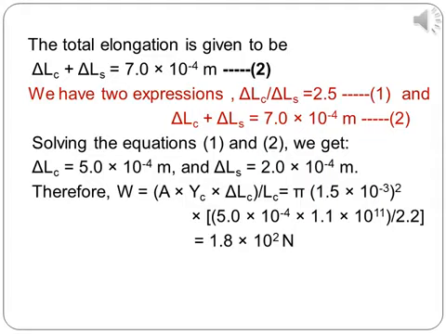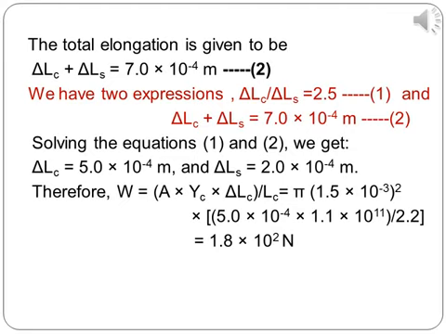Then, what is the total elongation of the combination of the wire? From the question, delta LC plus delta LS is equal to 0.70 millimeter, which is 7.0 into 10 to the power of minus 4 meter, which is the expression 2. Solving the expressions 1 and 2, we get delta LC is equal to 5.0 into 10 to the power of minus 4 meter, and delta LS is equal to 2.0 into 10 to the power of minus 4 meter.